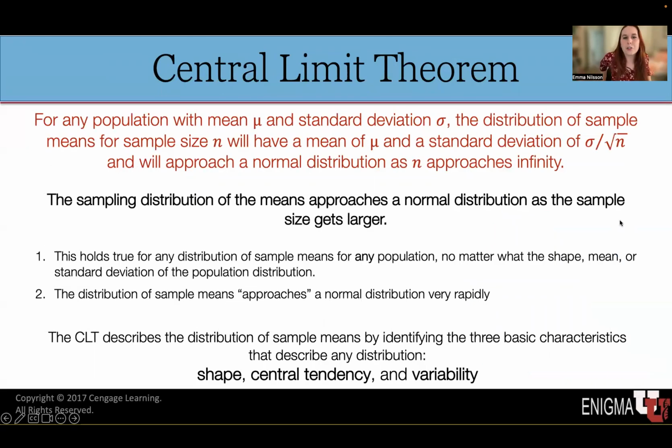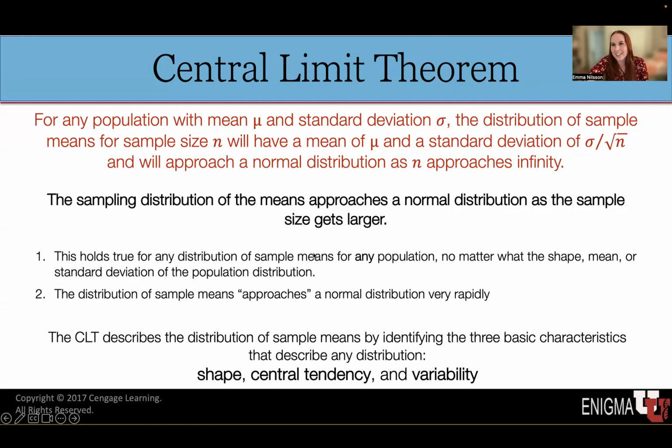The central limit theorem is a theorem that has been proposed and validated to describe the standard distribution of the mean. And it states that for any population that has a mean and a standard deviation, the distribution of sample means, so that distribution we were just looking at, for a sample size of n, will have a mean that is the same as the one from the population and a standard deviation that is the standard deviation of the population over the square root of the sample size. And it will approach a normal distribution as the sample size approaches infinity.